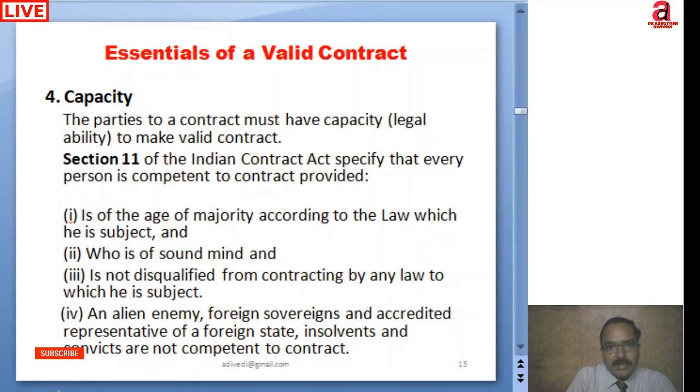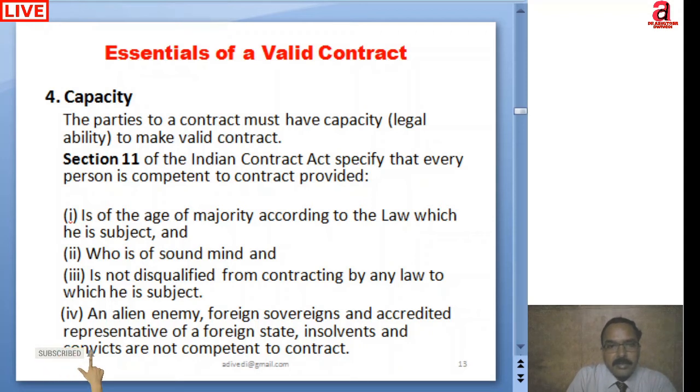Section 11 of the Indian Contract Act 1872 specifies that every person is competent to contract, provided number one, is of the age of majority according to the law to which he is subject, and who is of sound mind, who is not disqualified from contracting by any law to which he is subject. An alien enemy, foreign sovereigns, accredited representatives of a foreign state, insolvents, and convicts are not competent to contract.